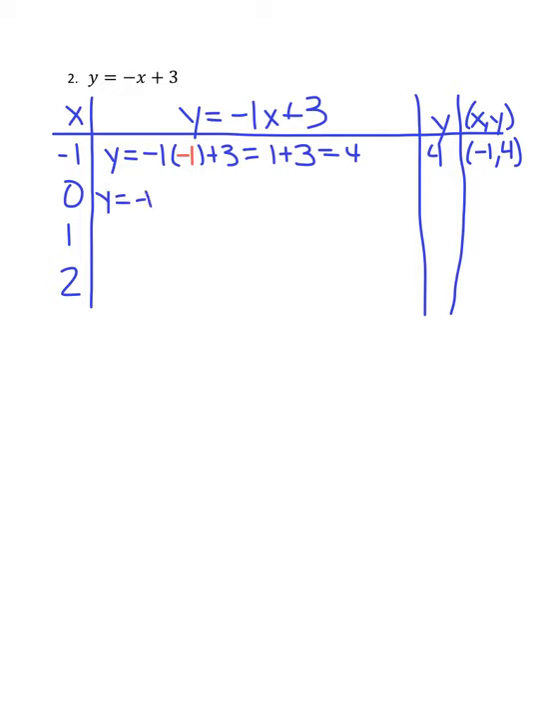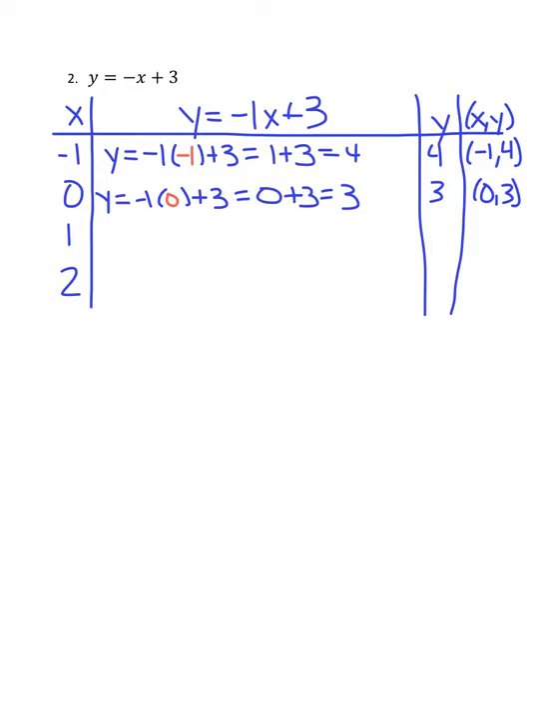Y equals -1 times 0 plus 3. 0 times anything is 0 plus 3. 0 plus 3 equals 3, right? This is that y-intercept. So I almost don't even have to do the math for this one because we know that b is the y-intercept when we're in slope-intercept form. So that's 3, so 0, comma 3. That's the second point we're going to plot.